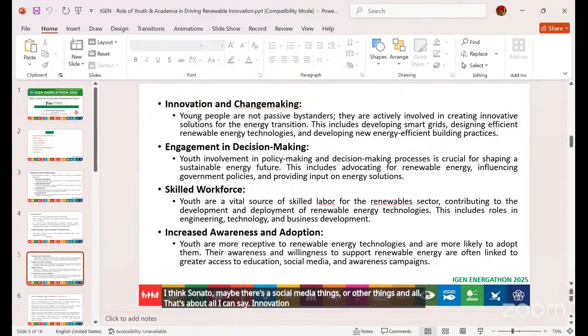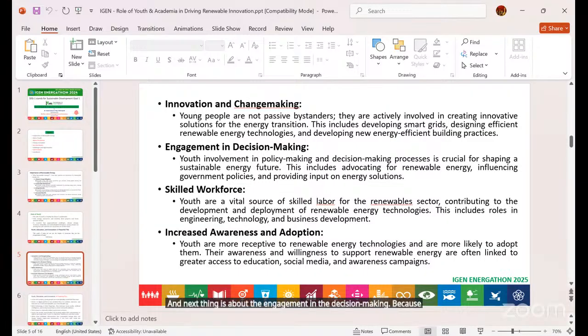Innovation and change: young people are not passive bystanders. They are actively involved in creating innovative solutions for the energy transition. It includes developing smart grids, designing efficient renewable energy technologies, and developing new energy efficient building practices. You will observe this while they are doing micro projects, mini projects, major projects, or some research work.